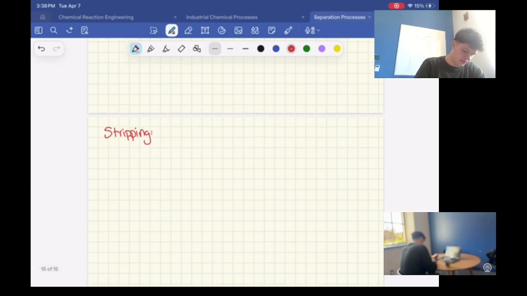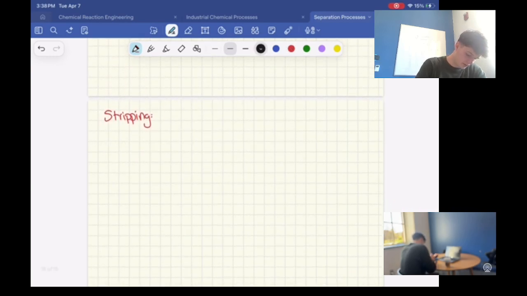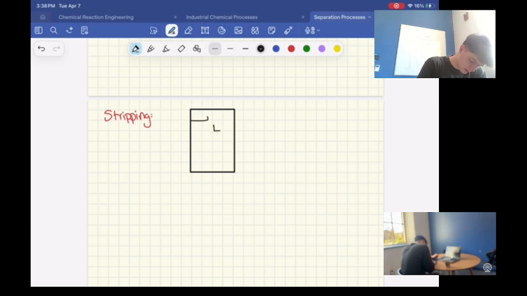And so for the stripping section, we again are going to create a distillation column, which I will draw again. And now, as I mentioned before, there are these trays in the column.